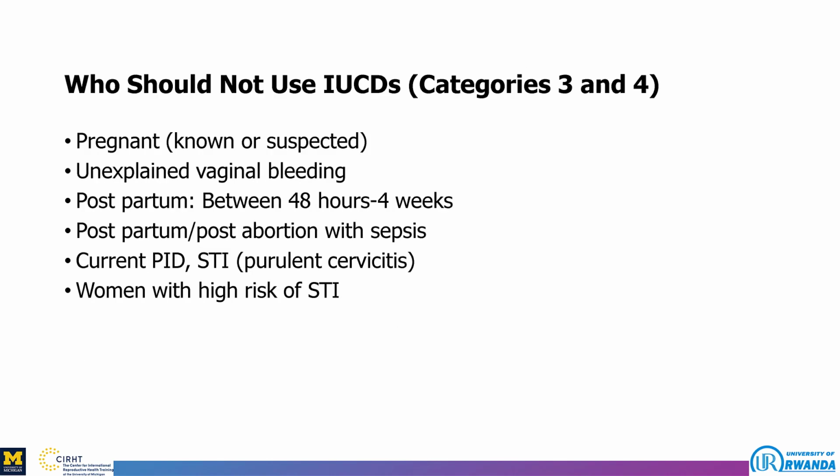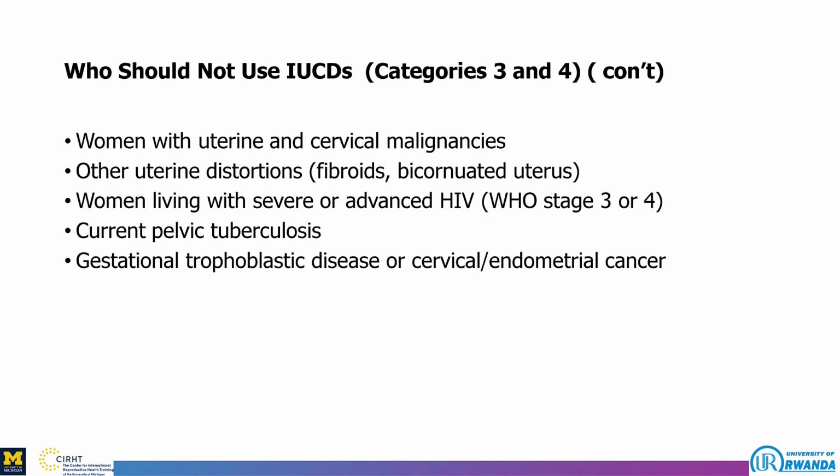And then in category 3 and 4, that is who should not use intrauterine contraceptive device. We have pregnant women, known or suspected, unexplained vaginal bleeding, in postpartum between 48 hours to 4 weeks, post-abortion with sepsis, current PID, STIs or prolonged cervicitis, women with high risk of sexually transmitted infections. Still in category 3 and 4, women with uterine and cervical malignancies, other uterine distortions like fibroids, bicornuate uterus, etc.